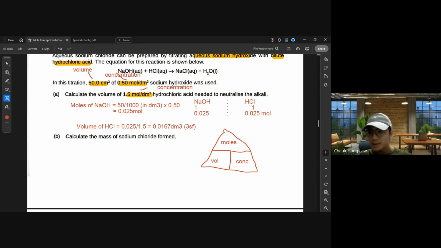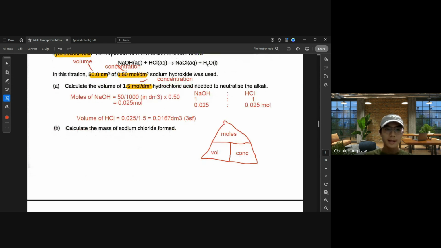Can we use 16.7 cm cube instead? Yes, you can. You can convert it, as long as the question doesn't say leave your answer in dm cube or leave your answer in cm cube. How do I know if I should leave the answer in cm cube or dm cube? If the question didn't ask, they will accept both. But if the question asks specifically leave your answer in dm cube, then you leave it in dm cube. If the question asks leave your answer in cm cube, then you leave it in cm cube. But if it didn't ask, you just leave it as whichever you like. Does that answer both of your questions? Okay, then let's move on to part B.